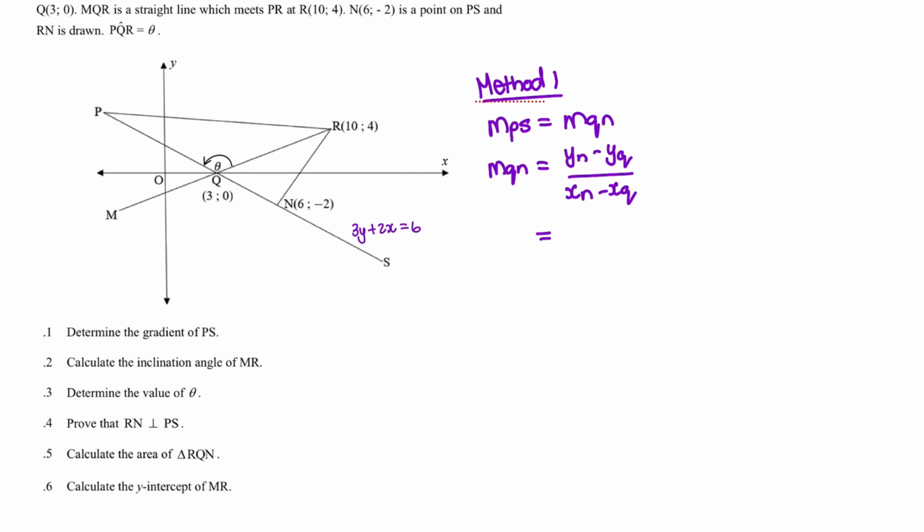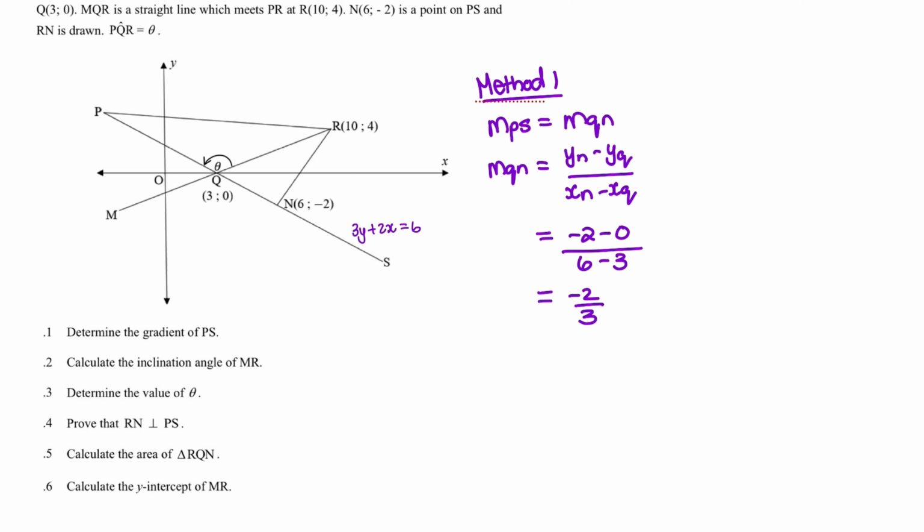So now the y of N is -2, the y of Q is 0, and that's over the x of N, which is 6, minus the x of Q, which is 3. And when I simplify that, I have -2 over 3.